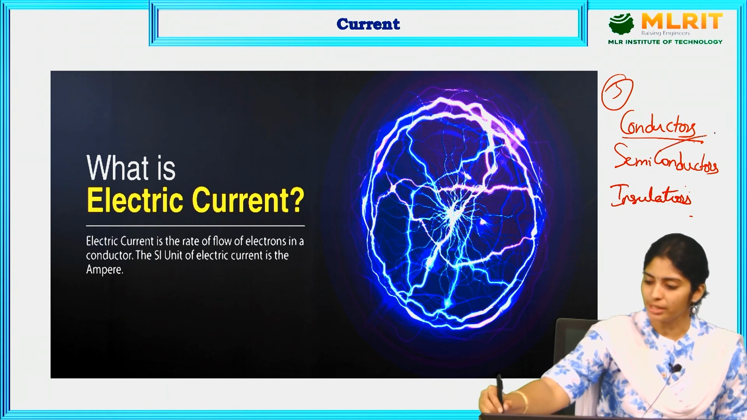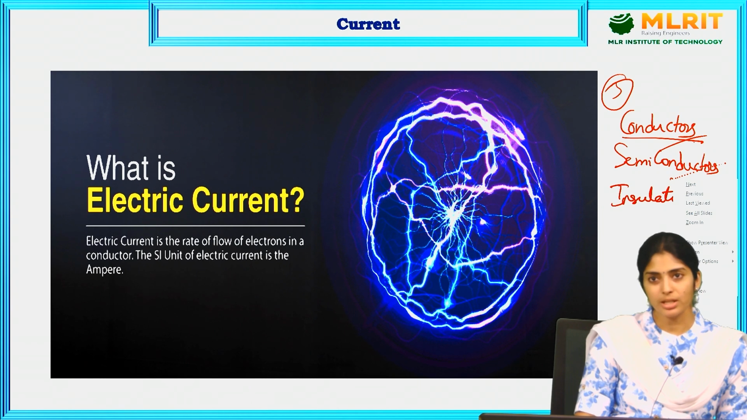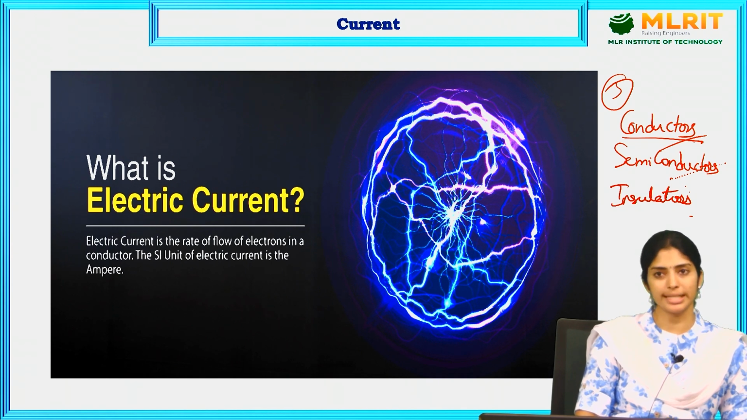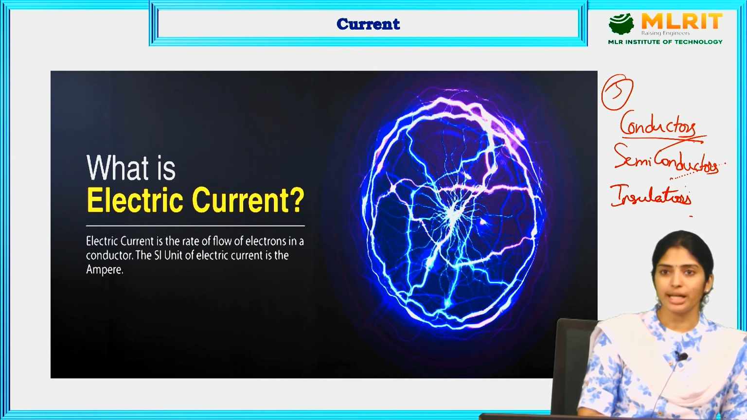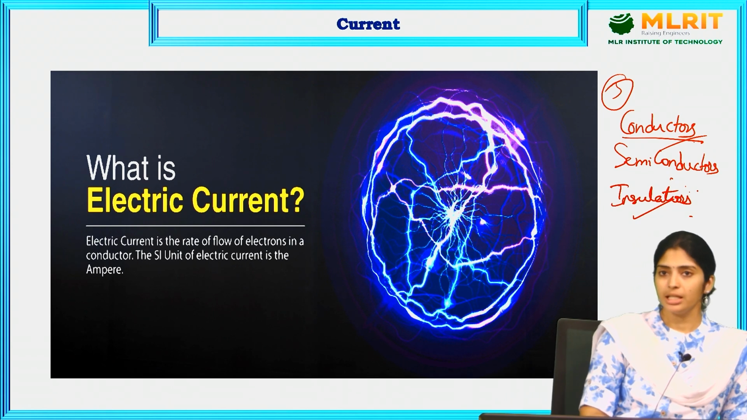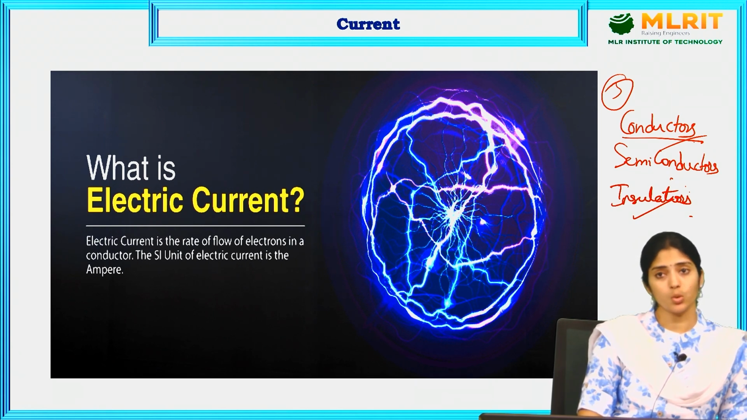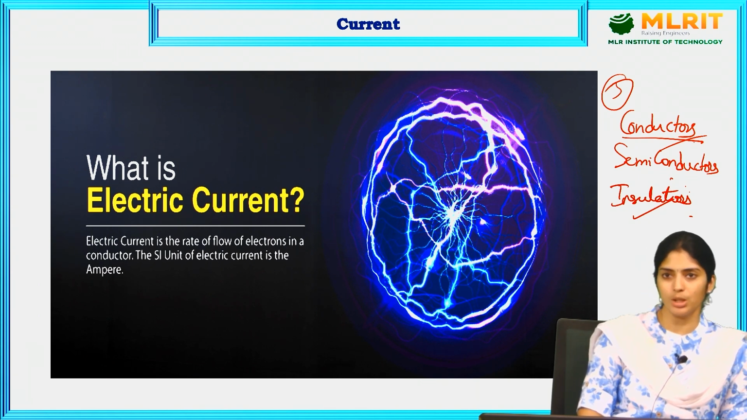Next one was semiconductors. Semiconductors are the materials which allow the partial flow of electrons through them. Examples of semiconductors are germanium and silicon. Next, coming to the insulators, the materials which do not allow free flow of electrons through them are called insulators. Examples are wood, rubber, etc. All these come under the insulators.